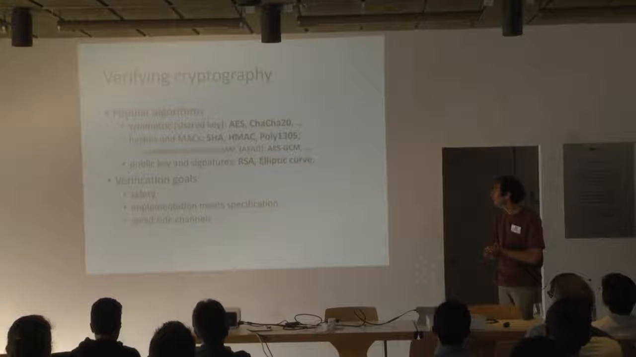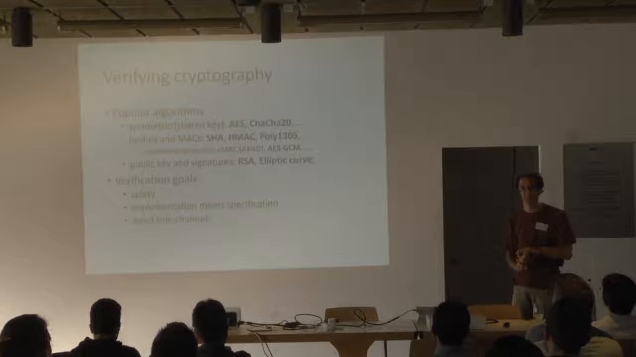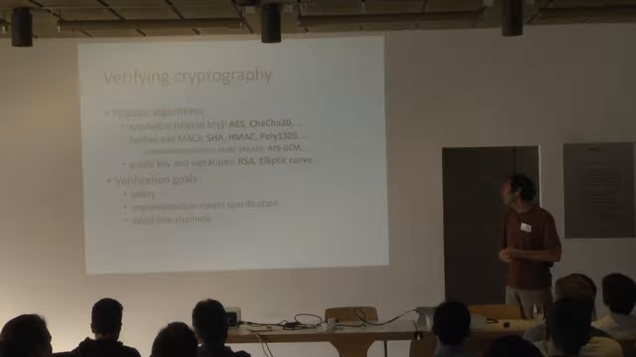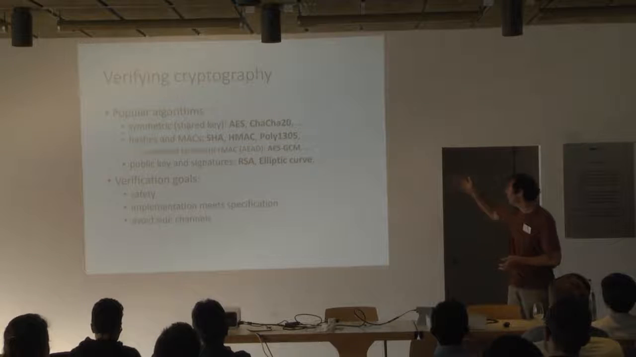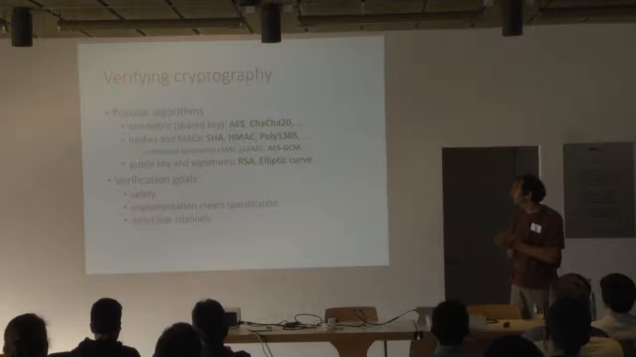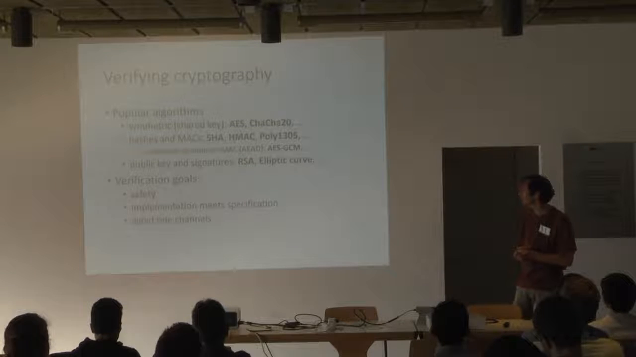formal verification to these. And so our goals are to verify basic safety. So the program shouldn't crash, we shouldn't have a buffer overflow and so on. We want more than that, so we want the implementation to compute the right results. So we should write down a specification for these various algorithms that people use. Symmetric algorithms like AES and ChaCha, or hashes like SHA and Poly1305, and public key algorithms and signatures like RSA, elliptic curve algorithms, and so on.